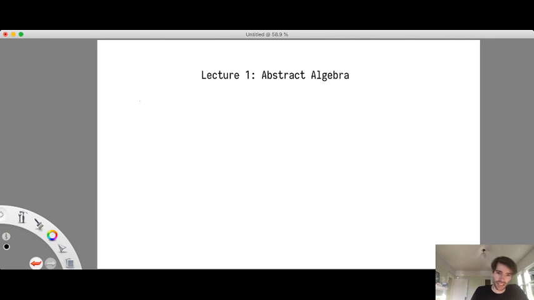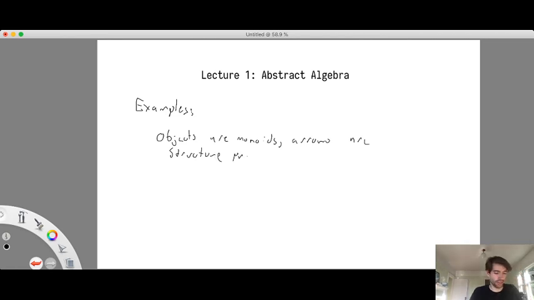So, some examples. Well, we were speaking about monoids and homomorphisms before. Those form a category. So our objects are monoids, and arrows are structure-preserving maps. All right, let's just write homomorphisms. So another example is something like Set. Sets are objects. Functions are morphisms.